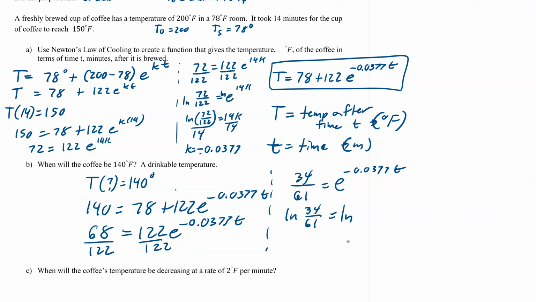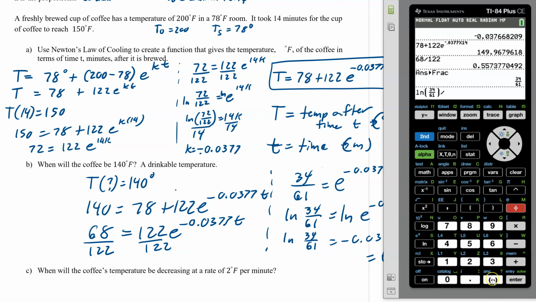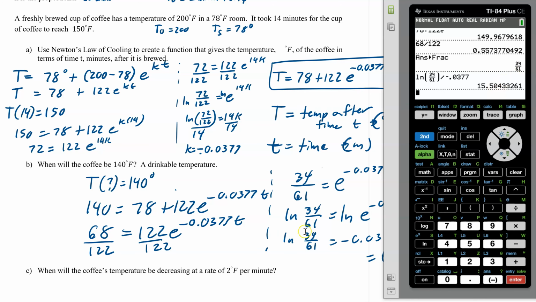So obviously it should be more than 14 minutes, because at 14 it was 150. So now a quick divide, and we're done. We'll take that number and plug it in our natural log. Go up and grab it, enter. Divide it by our rate, which is negative 0.03, and I could just go up and grab it and bring it down, but I'm going to use my decimal. And there it is, so 15.5 minutes.